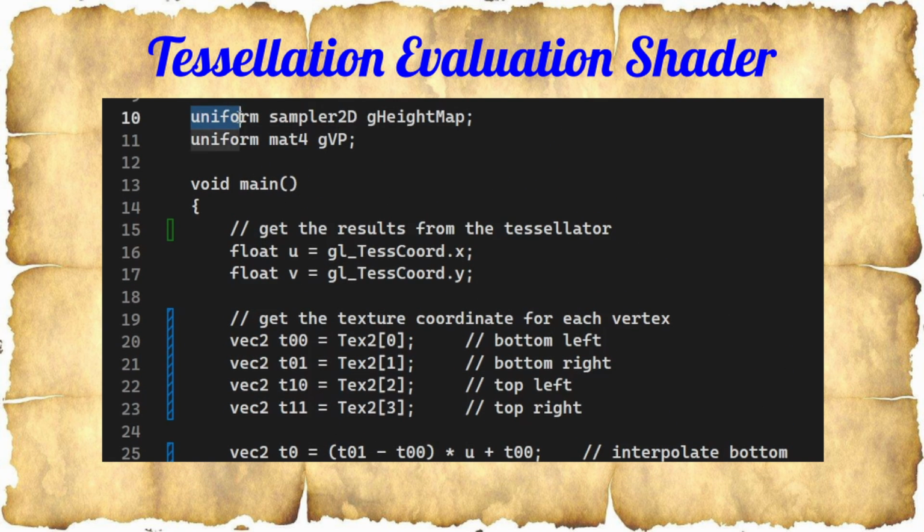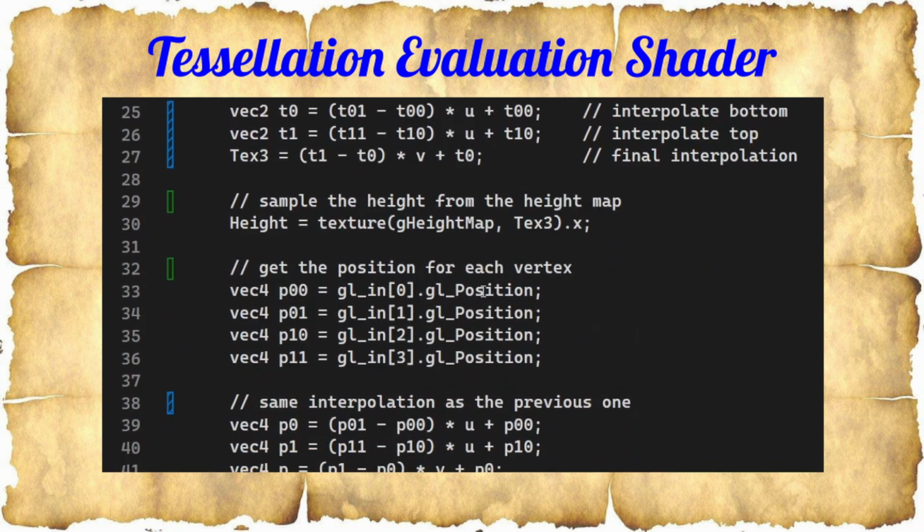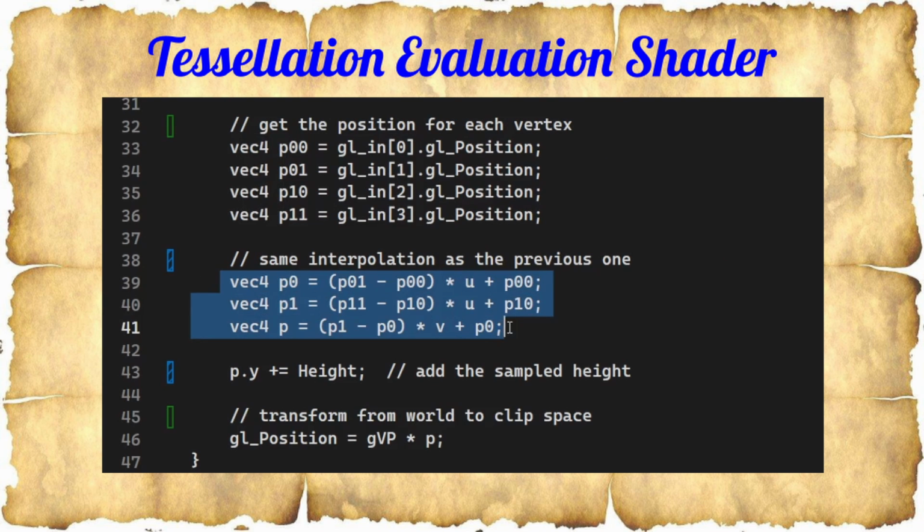This means that we have to bind the height map for reading and set up a sampler 2D uniform variable for that. Next, we do the same bilinear interpolation to get the local space position of the output vertex. And finally, we offset the y-coordinate using the height and do the usual view and projection transformations.